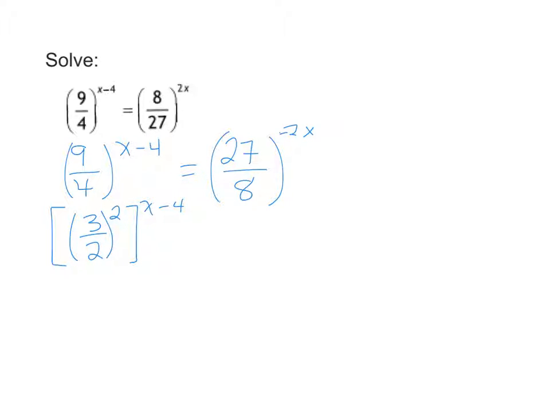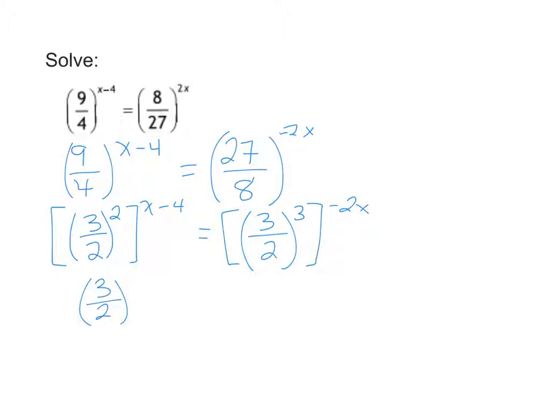And how about 27 over 8? 3 over 2 to the power of 3. Once you change those, then expand. So this becomes 3 over 2 to the power of 2x minus 8 equals 3 over 2 to the power of negative 6x. So just multiplying those exponents.